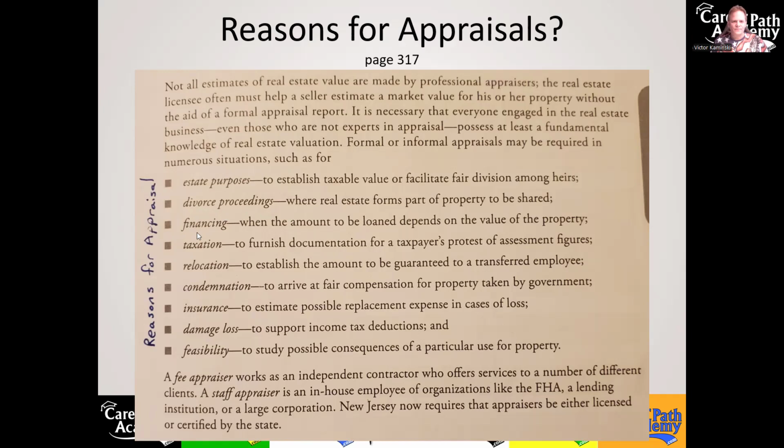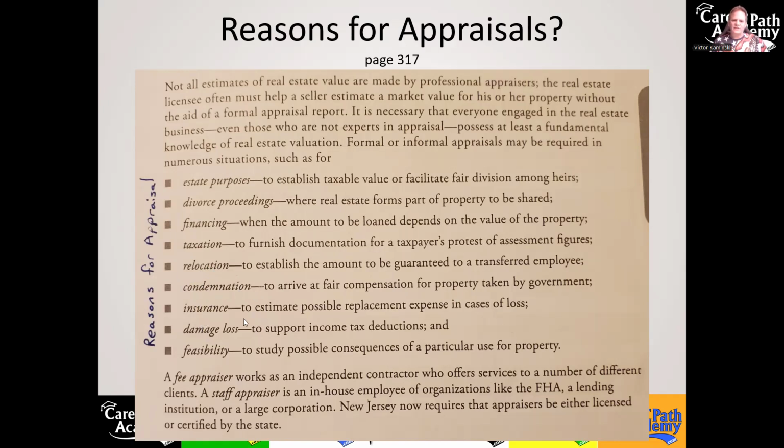those owners. For financing, when you get a loan to buy a house, or for taxation purposes, the ad valorem tax, it's based on the value of the property, right? So we need to find out the value by doing an appraisal. For relocation purposes, when they transfer employees, you've got corporate relocations, companies that may even buy out the property. So they need to know the value.